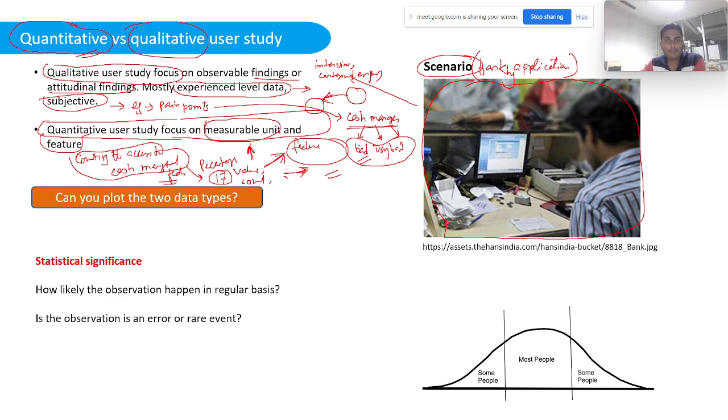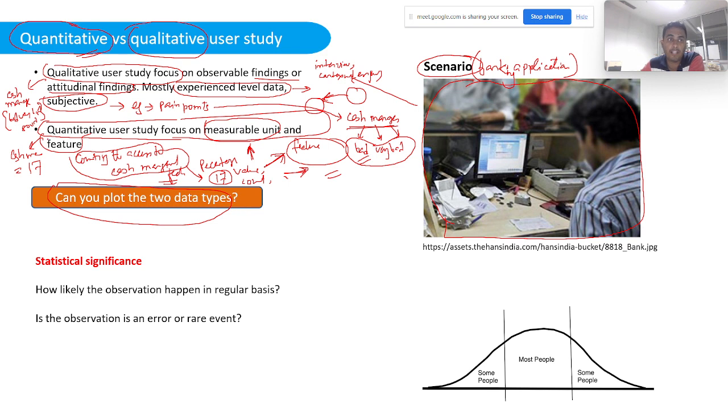So the same data for a qualitative study will give you, if cache management is a particular feature, then the output for a qualitative study can be bad, very bad, good, like that. Similarly, for quantitative data on cache management, probably a count of 17 times. Now here's a question for you. Can we plot these two data types?